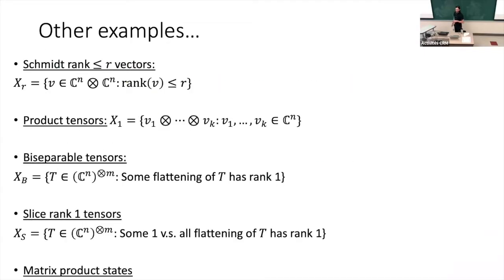What did you say the matrix product states? Yes. So it's like you take the elements of C^n and restrict the tensor... bond dimension at most R. Okay.